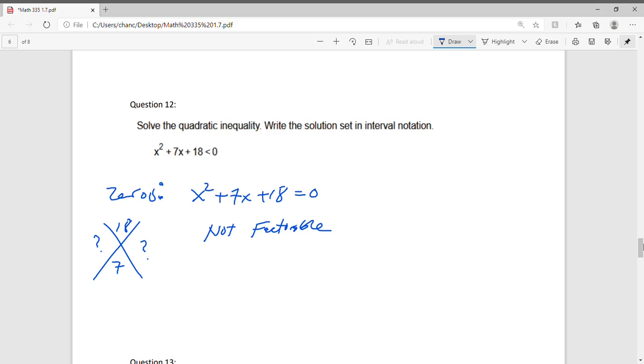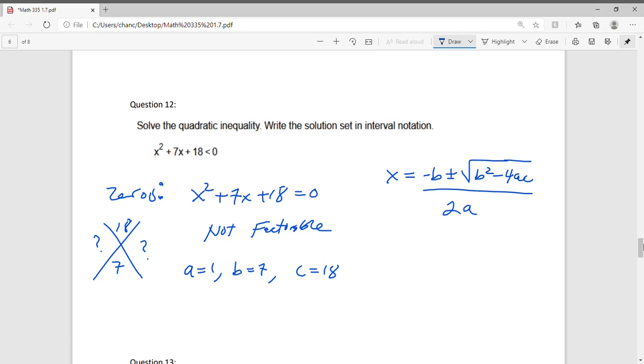So we cannot factor this. We'll have to use a different technique. Let's use the quadratic formula. We have a is equal to 1, b is equal to 7, and c equals 18. Again, recall the quadratic formula. x equals negative b plus or minus the square root of b squared minus 4ac all over 2a. We can plug in our values. We have x equals negative 7 plus or minus the square root of 7 squared minus 4 times 1 times 18 divided by 2 times 1.